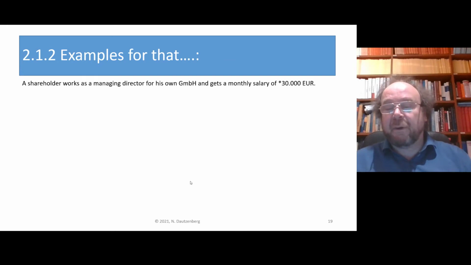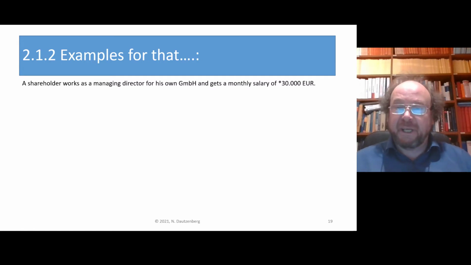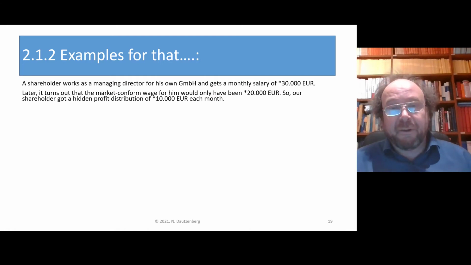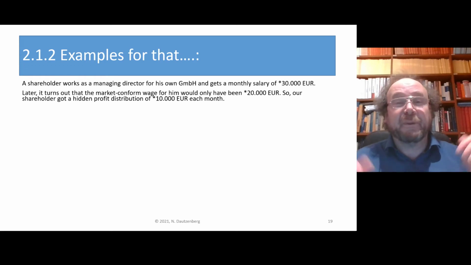Examples for how that works, ladies and gentlemen. Imagine a shareholder works as a managing director for his own GmbH and gets a monthly salary of, let's say, 30,000 euro. Now later it turns out a market adequate salary would only have been 20,000. By the way, naturally all these figures are highly blown up.